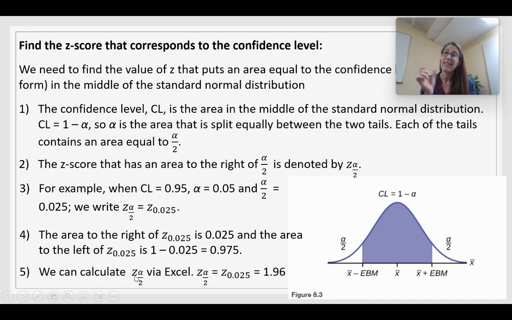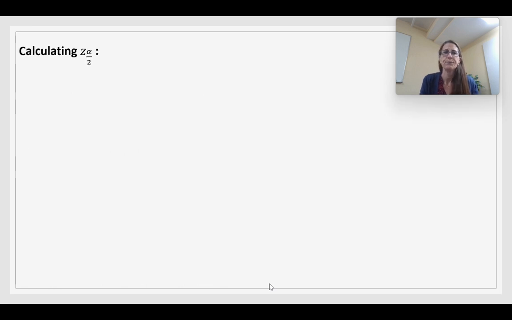So we can calculate that z-score using Excel. And so in this case, z sub alpha over 2 for z equals 0.025 is 1.96. So that kind of makes sense because we were using 2 for 95% confidence, because it's within 2 standard deviations. But that wasn't really considering the exactness of it. So it's 1.96.